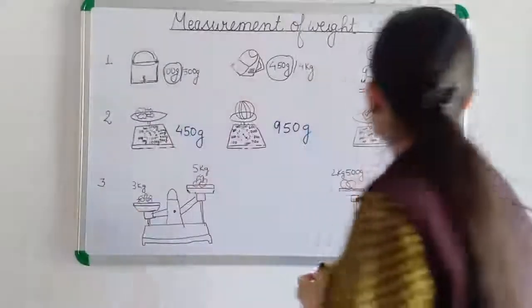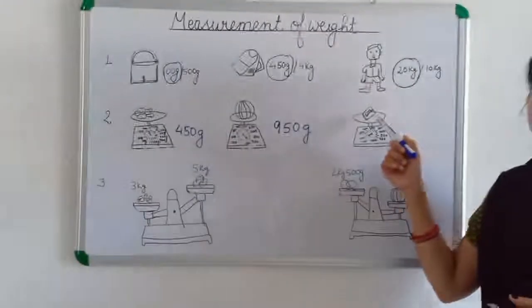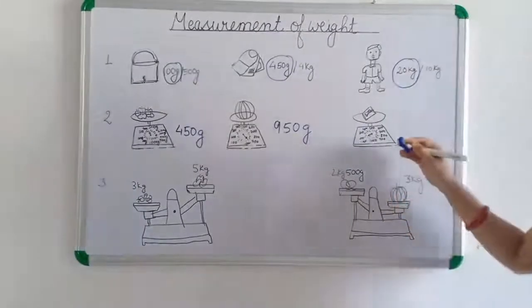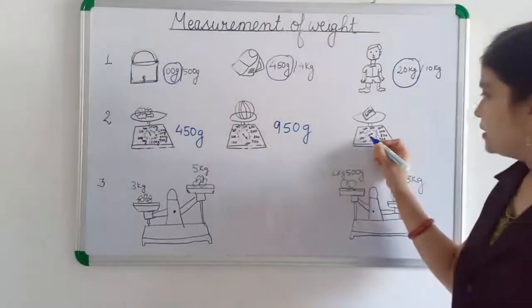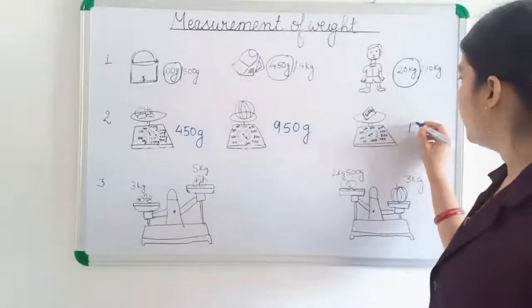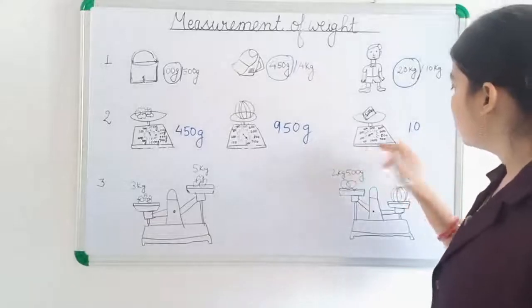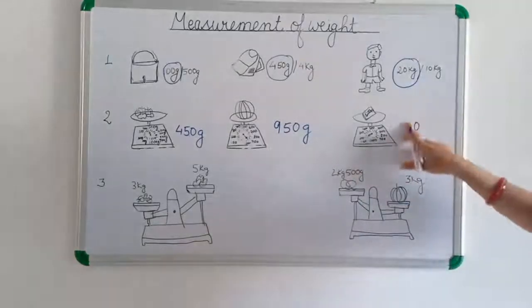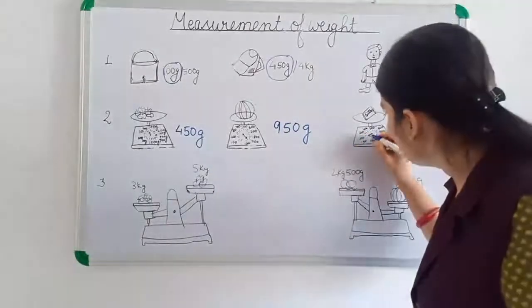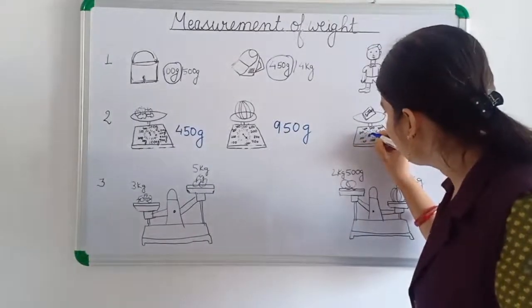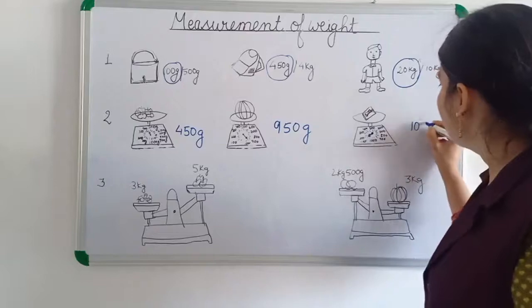Now you see here it is the weight of the butter. We will see the indicator again, where it is. It is in 100 gram. So the weight of butter is 200 gram. No, I think it is in 100 gram only. It is in 100 gram, okay. So the weight of the butter is 100 gram.